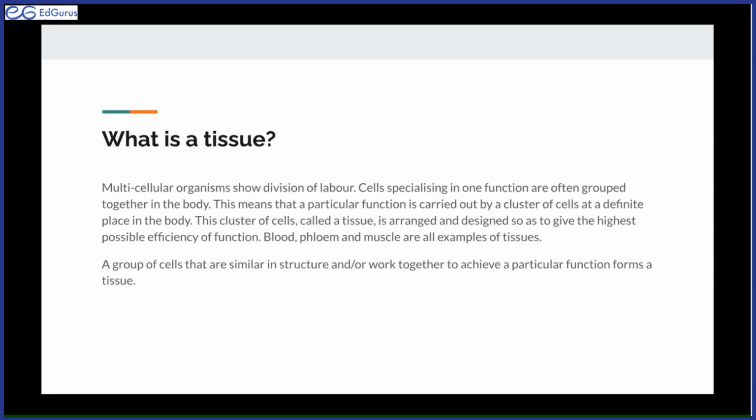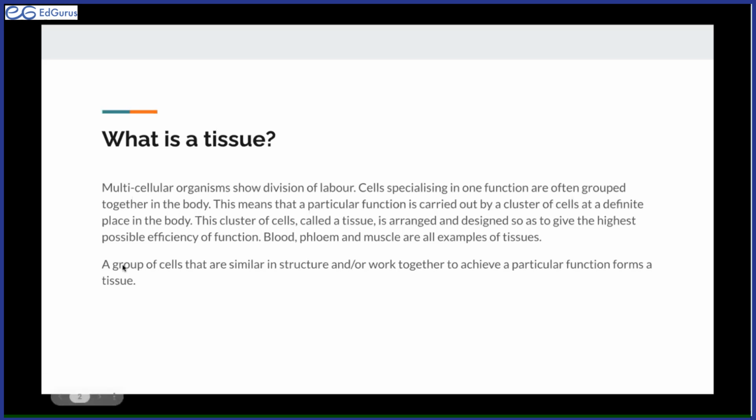Basically, our body is designed to give the highest possible efficiency of function. The tissues are there so that we can divide the work between different organs in our body, and this division of work is done by the tissues. For example, the blood is a tissue, the muscle is a tissue, the bone is a tissue. Different parts of our body have different functions, and these functions are carried out by the tissues.